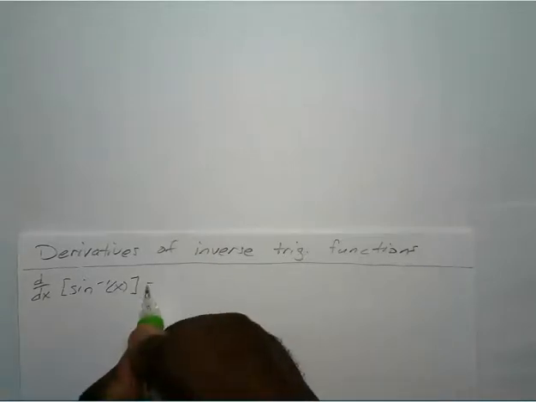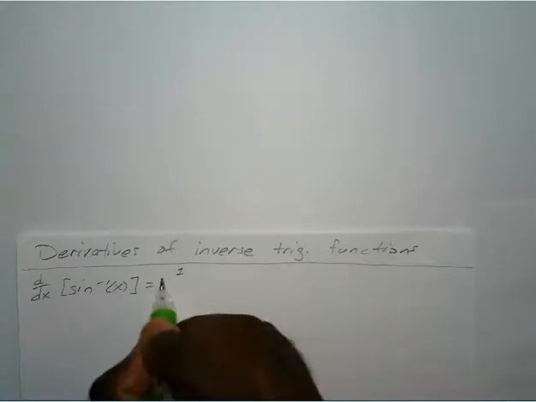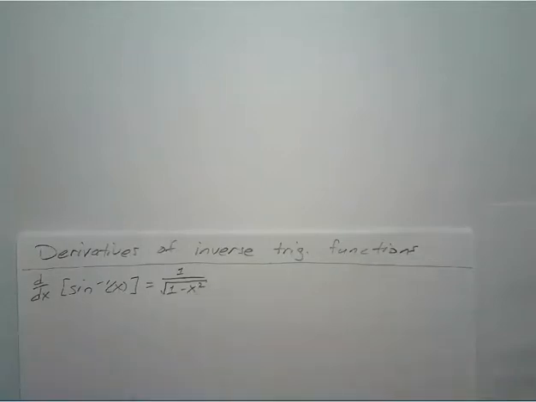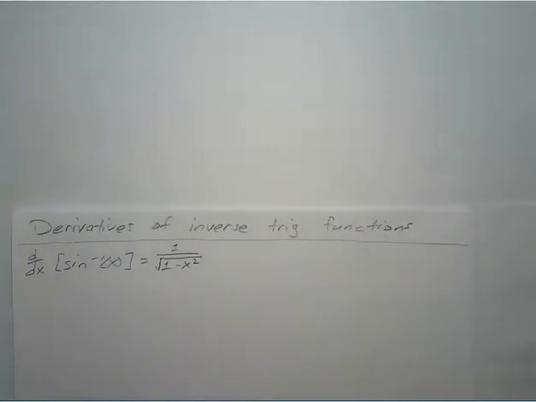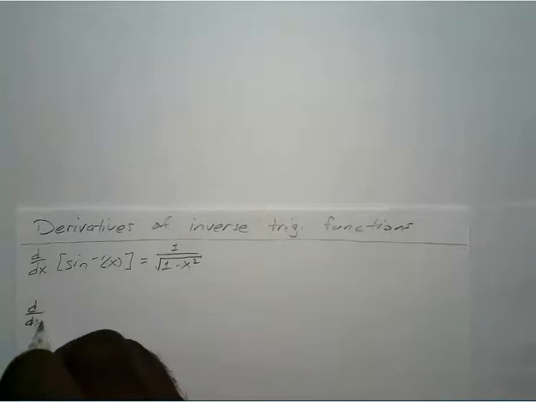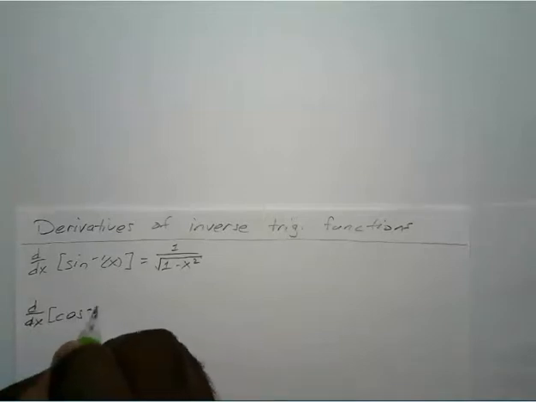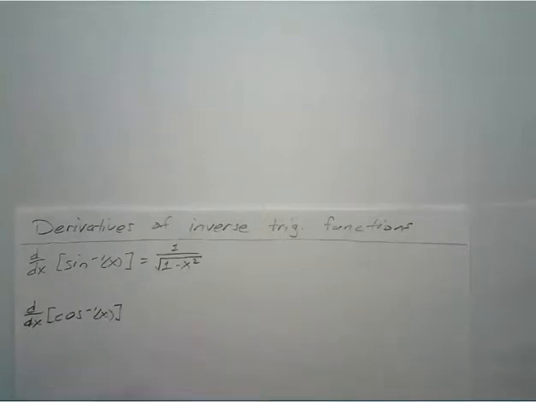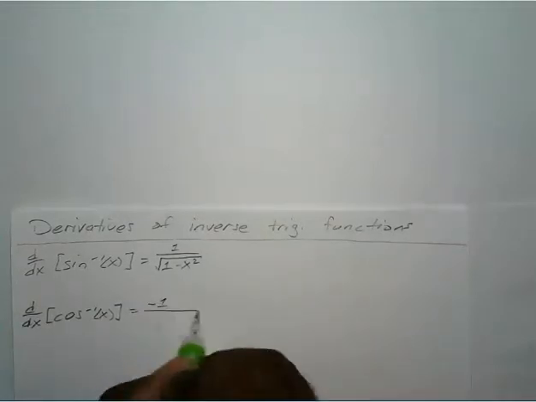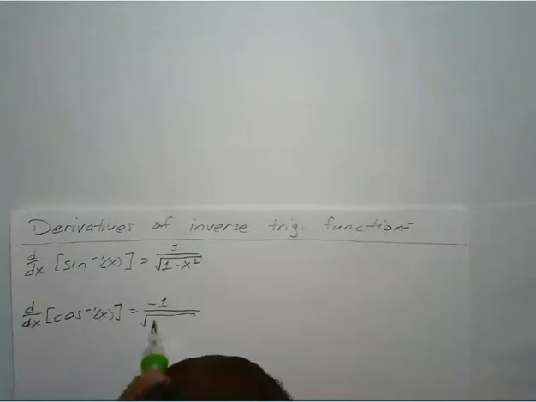The derivative of that is 1 over the square root of 1 minus x squared. Now the derivative of cosine inverse is not that different. The derivative of cosine inverse of x is just negative 1 over the square root of 1 minus x squared.